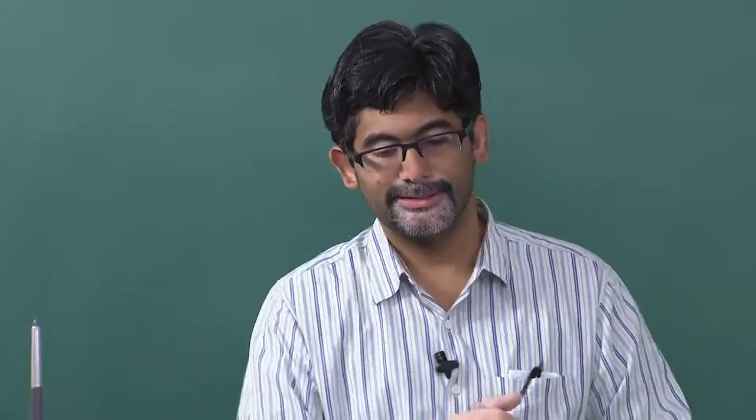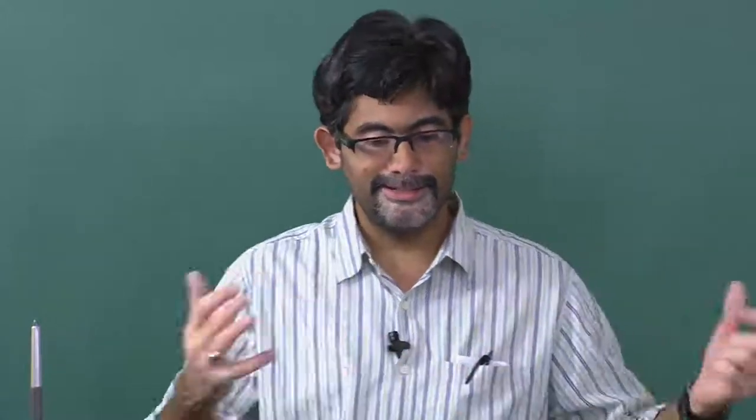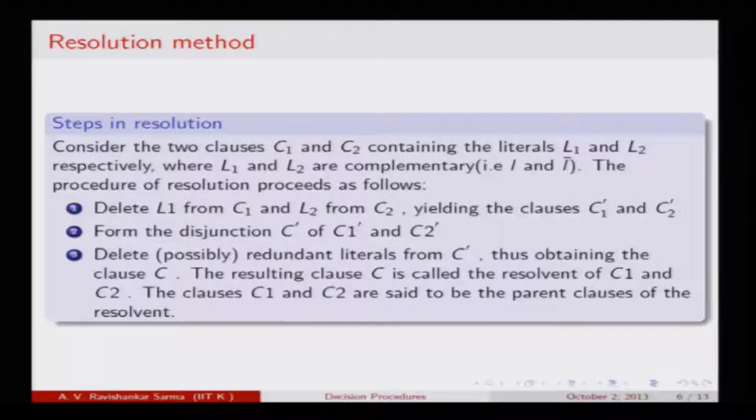That is the second step. After grouping it in the form of a disjunction, you need to look for whether this formula contains any redundant literals, like P1, P1, P1. If the same letter occurs twice or thrice, it is the same as P1, so that reduces to simply the literal P1. P1 or P1 or P1 is the same as P1. The resultant clause after formulating C1 and C2 in this way is called the resolvent of these two clauses.